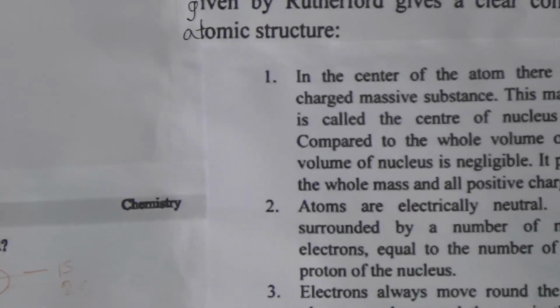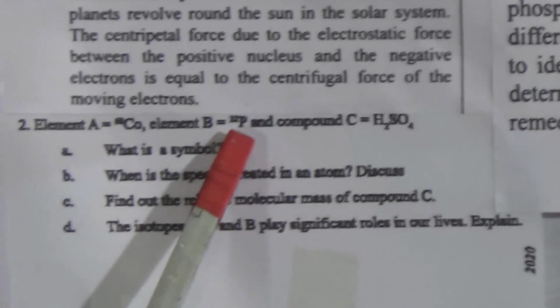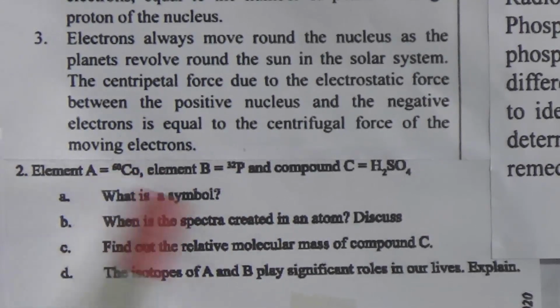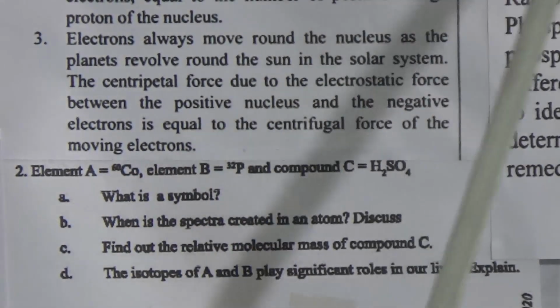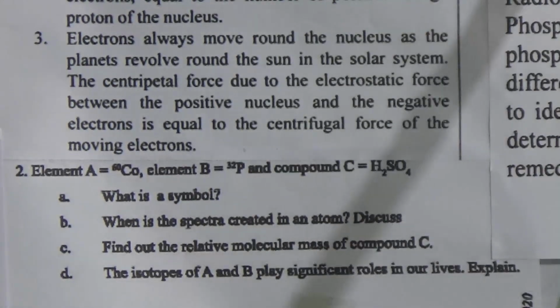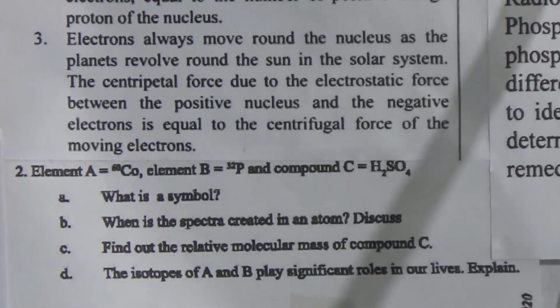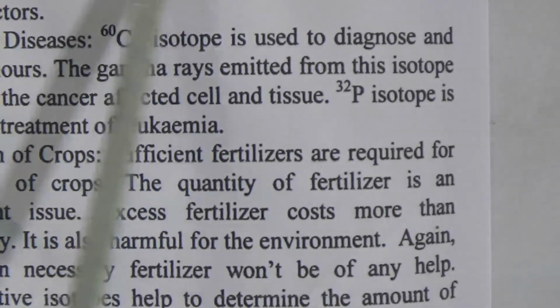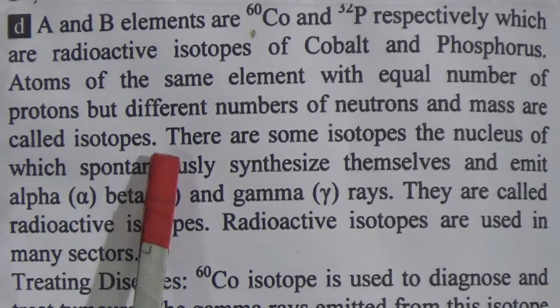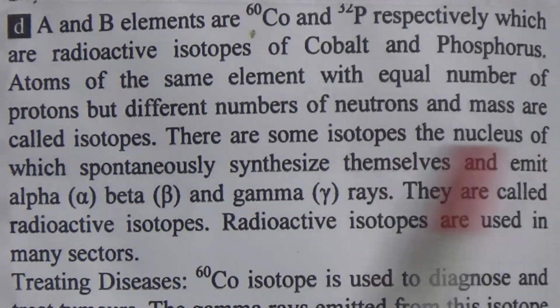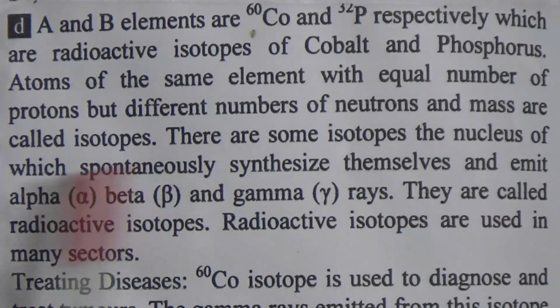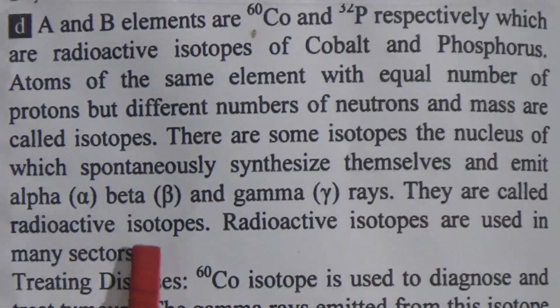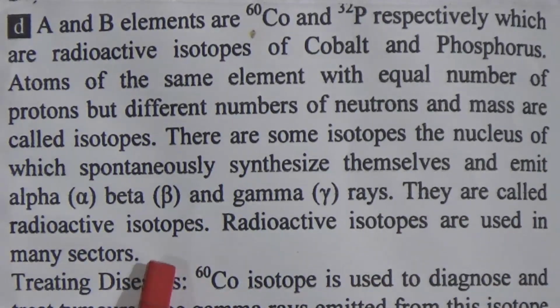The isotopes of A and B play a significant role in our lives. Explain. Their isotopes are cobalt 60 and phosphorus 32. We have already discussed in this class how we will use cobalt 60 and phosphorus 32 in our lives. Come to the answer. A and B, elements cobalt 60 and phosphorus 32 respectively, are radioactive isotopes of cobalt and phosphorus. Atoms of the same element with an equal number of protons but a different number of neutrons and mass are called isotopes. There are some isotopes whose nucleus spontaneously disintegrates and emits alpha, beta and gamma rays. They are called radioactive isotopes. Radioactive isotopes are used in many sectors.